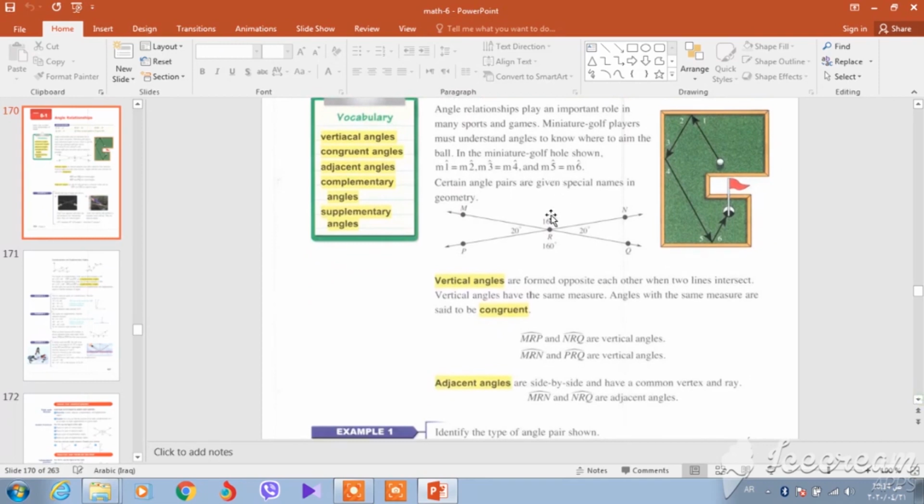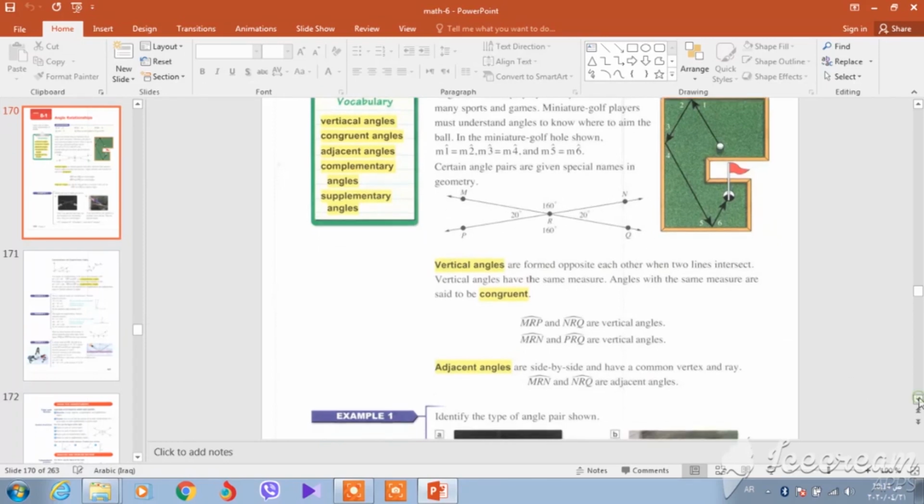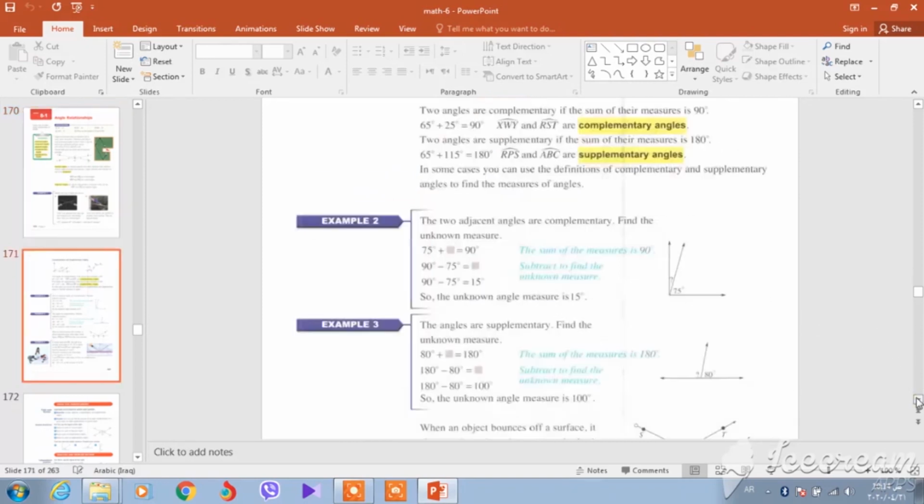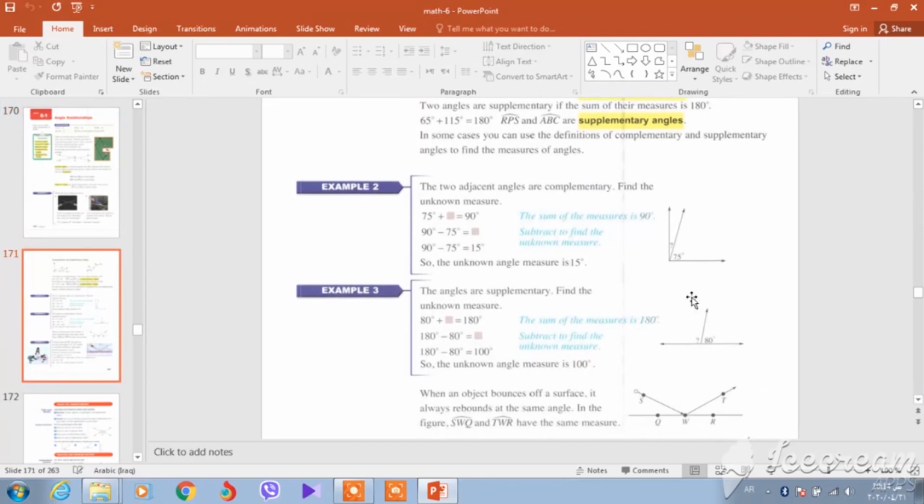Adjacent angles: angle MRN and angle NRQ are adjacent. For example, 1 and 2 are vertical angles, and 3 and 4 are adjacent. We solve more examples, and we know about this. We have complementary angles and supplementary angles.